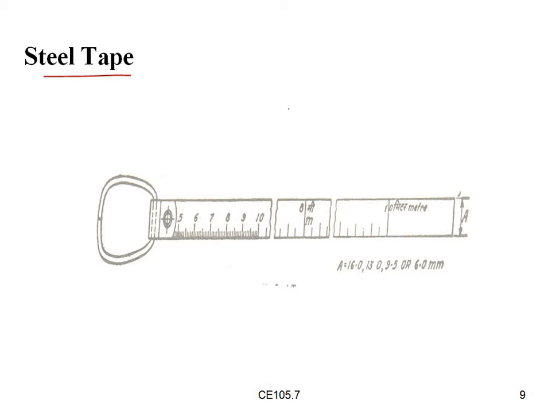Then the next is steel tape. So this is the steel tape you can see. This is a brass handle to catch. Here you can see decimeters and meters will be written.